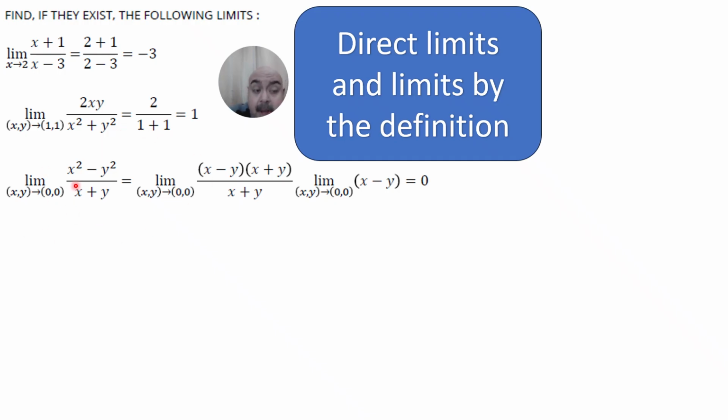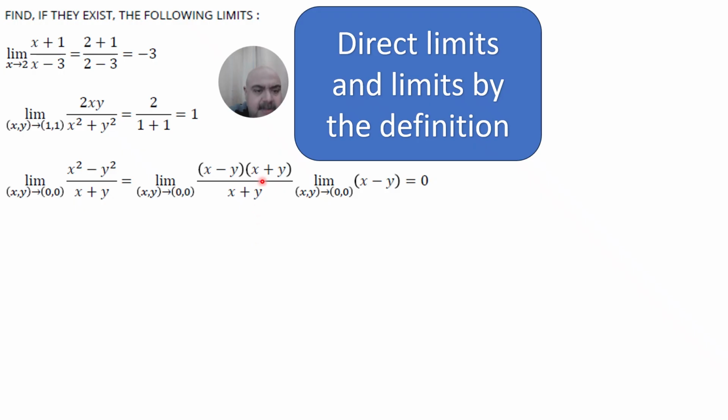For the third problem, once you start to substitute by 0, you will end up having 0 divided by 0, which is an undetermined quantity. If I try to just factorize the numerator, it's going to be x minus y times x plus y. Now I can cancel these two terms, which means I will eliminate the 0 factor from the denominator. Once you eliminate the 0 factor from your denominator, you will be able to find your limit directly.